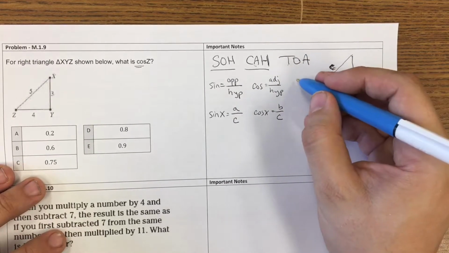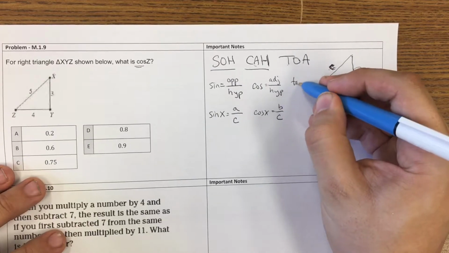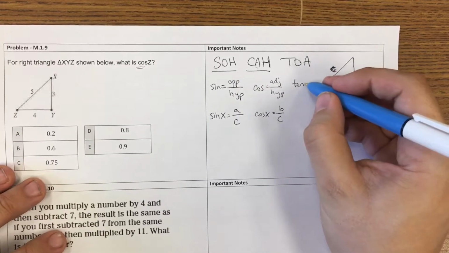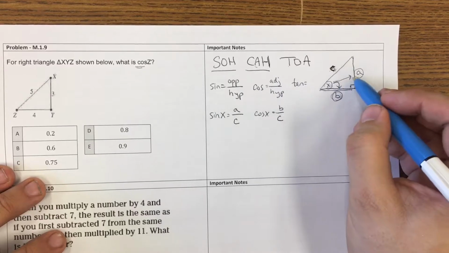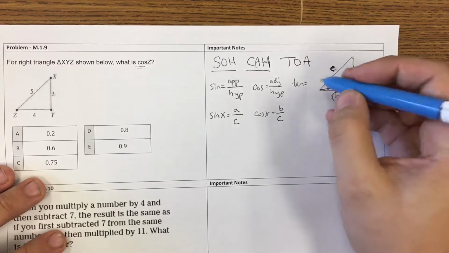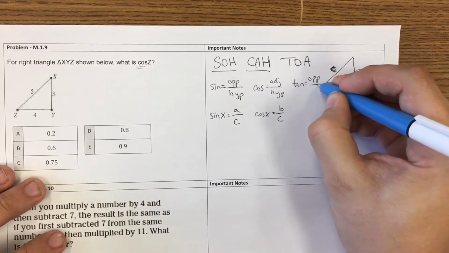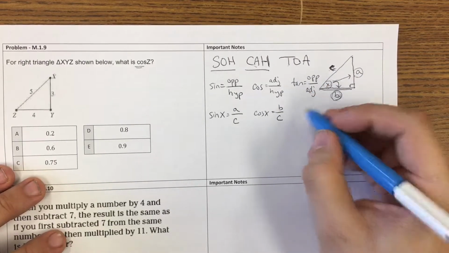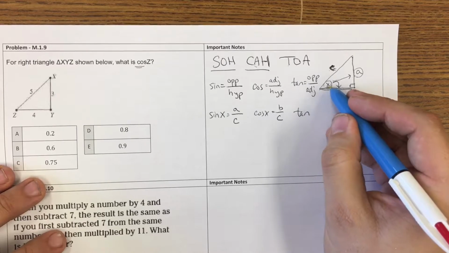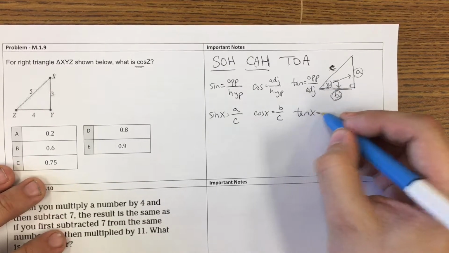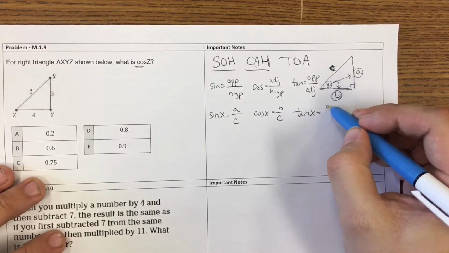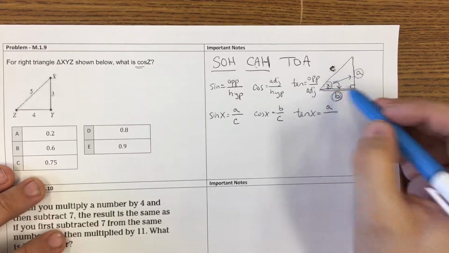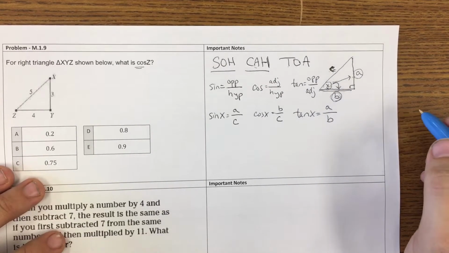So we're going to say over here that the tangent of an angle is equal to the opposite side divided by the adjacent side. So in this particular situation, the tangent of angle X is equal to the opposite side, which is length A, divided by the adjacent side, which is length B.